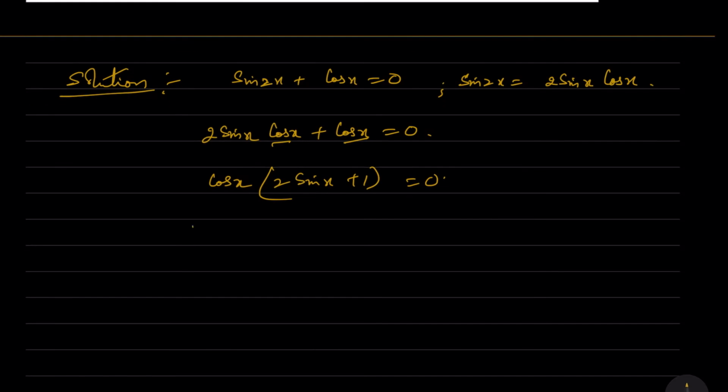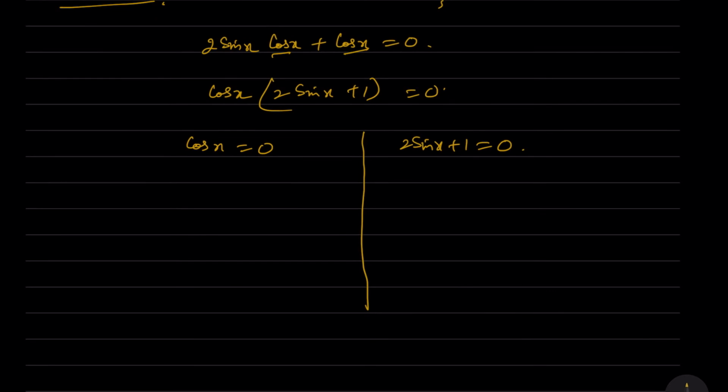Therefore you can write this as cos x is equal to 0, or you can write it as 2 sin x plus 1 is equal to 0. So when cos x is equal to 0, you know that the general solution is x equal to (2n plus 1) into pi by 2 for all n belongs to Z.